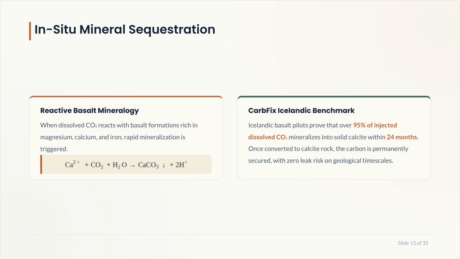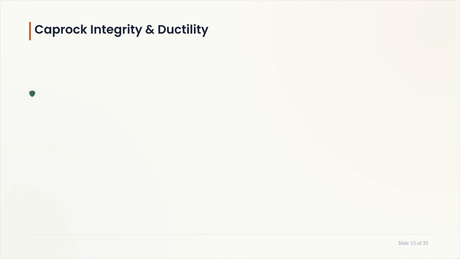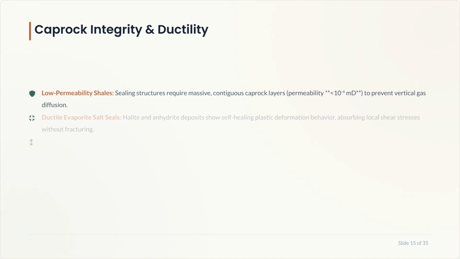Mineral trapping is the final stage of permanent storage. In basaltic formations, reactive minerals can rapidly convert dissolved CO₂ into solid carbonate rocks, as proven by benchmarks like Iceland's Carbfix project. In Section 3, we look at the geomechanics of containment, focusing on the integrity of caprocks and the prevention of wellbore degradation. Caprock integrity relies on low permeability shales and ductile salt seals, which can self-heal under stress.